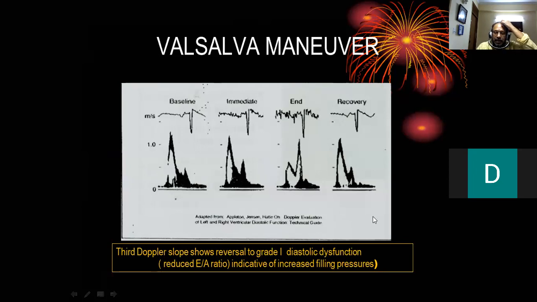I'm going beyond my teaching schedule today because what I taught you was E/A ratio, TR jet velocity, E to e' septal, E to e' lateral, and LA volumes. That's what the scenario today is. But once we are doing these kinds of things in our lab, we are finding many people who do not classify into correct diastolic dysfunction. And when we started using Valsalva again in these people, we were able to get very good results. And that's why I am trying to teach you what the Valsalva maneuver is.